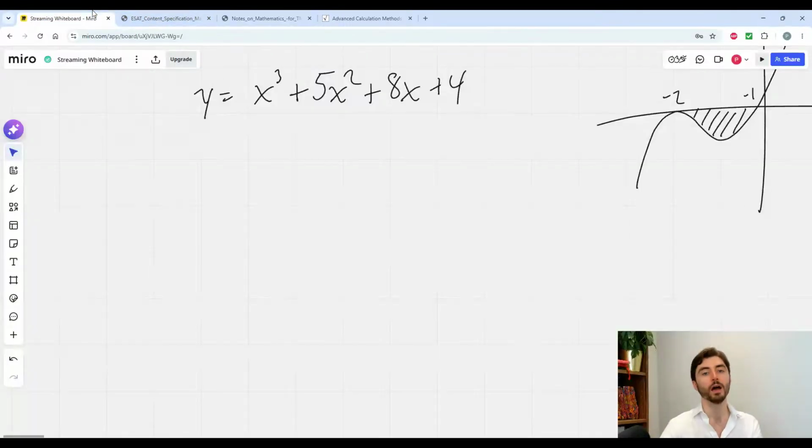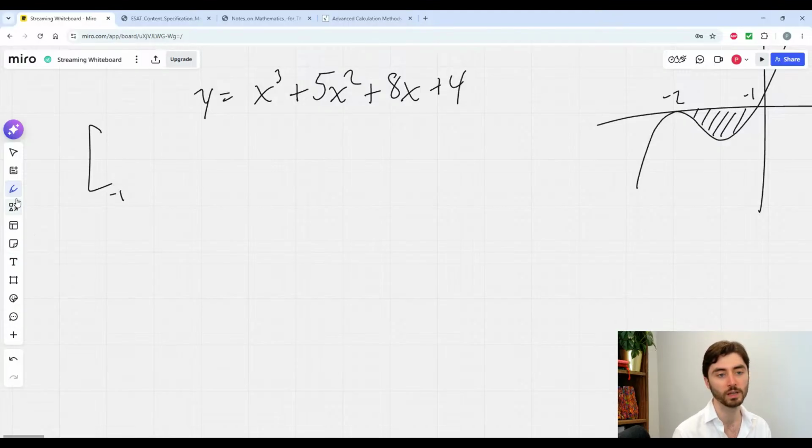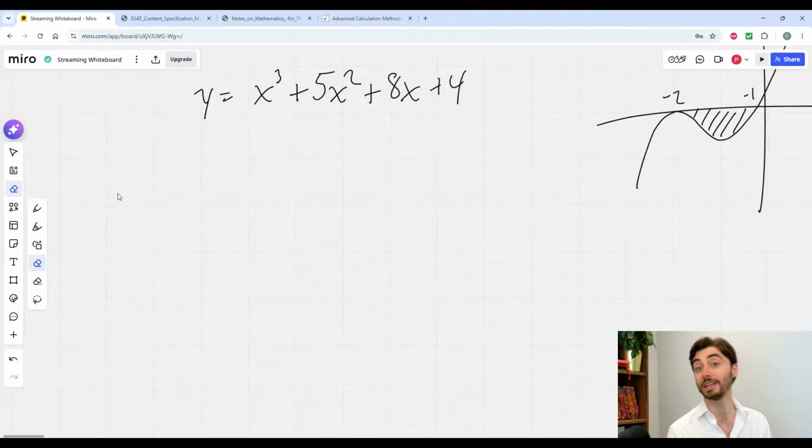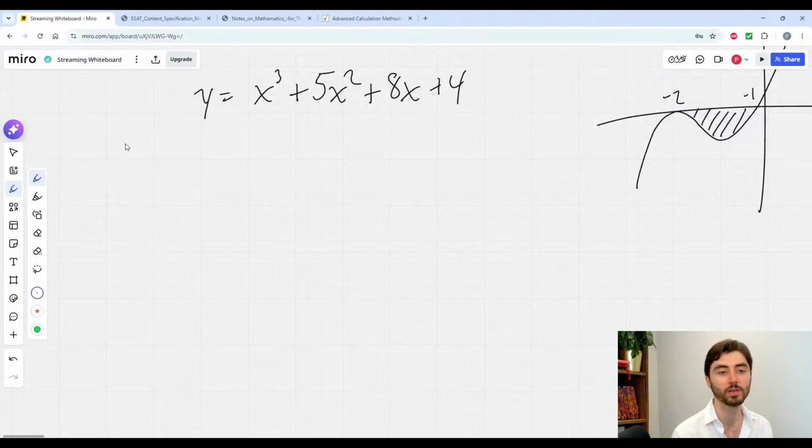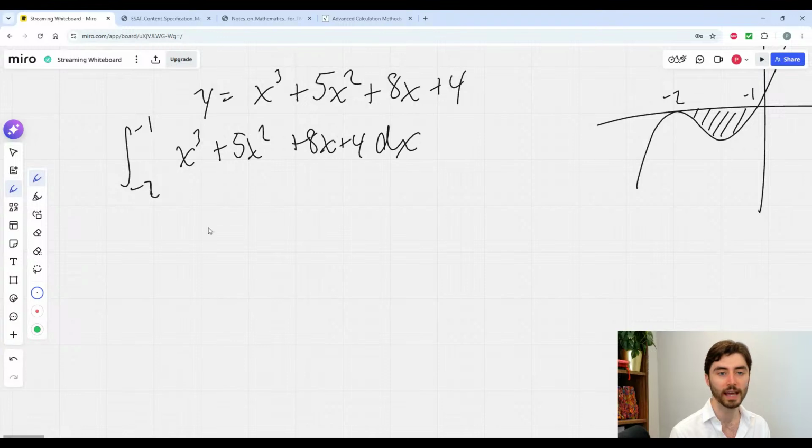Okay, so this will be a good one to demonstrate. For instance here, let's do the definite integration between, take 2. What we're going to do here is integrate between -2 (it's smaller) and -1. We're going to integrate this with respect to x. When we do that, we'll get a quarter x to the 4, 5/3 x cubed.